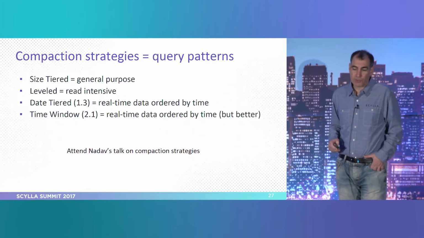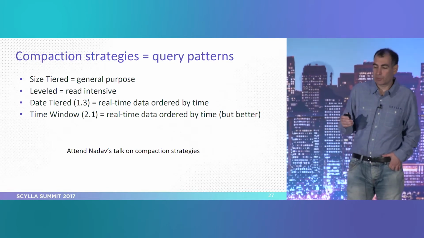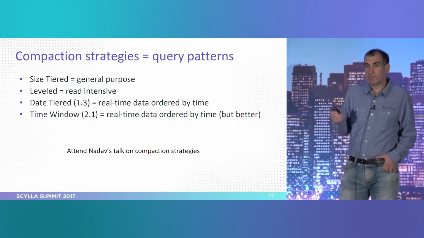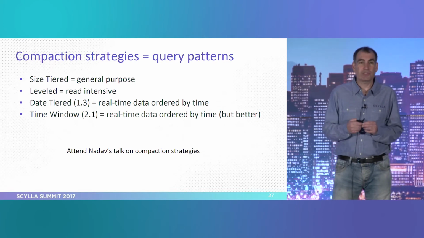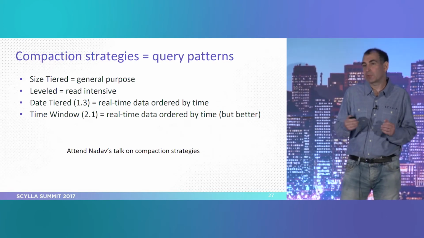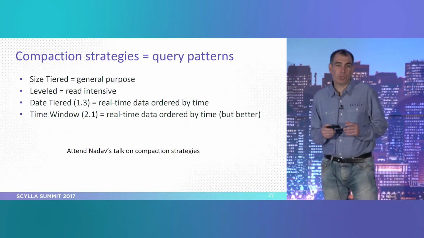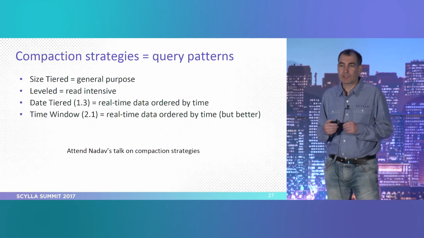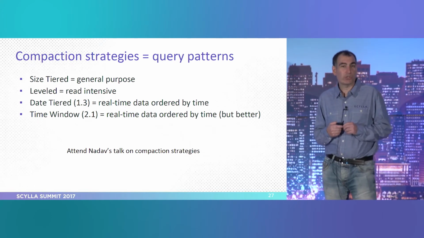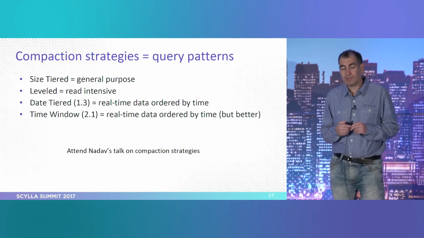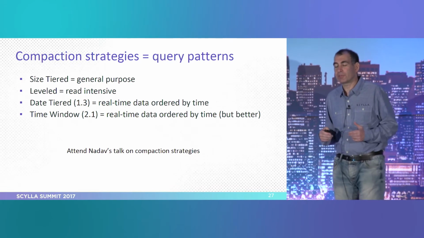Compaction strategies, I've already mentioned them a little bit. A compaction strategy roughly corresponds to a query pattern. If you have a general purpose query pattern that doesn't fit into anything else, you're using the size-tiered compaction strategy, which is basically a fit-all. But if you have different types of query patterns, you can use a more specialized compaction strategy in order to get better performance, better latency, better throughput. If you're doing mostly reads, then leveled compaction strategy will reduce the amount of disk access that you need to do for a particular read.